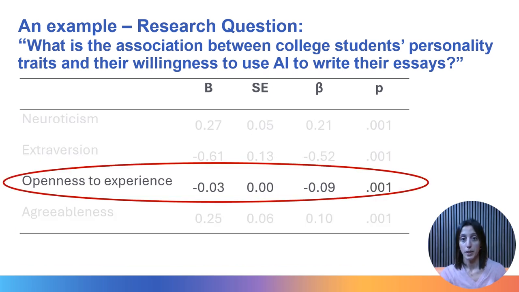Let's consider openness to experience. For every one unit increase in the openness to experience score, the score on the willingness to use AI scale decreases by 0.03 points. The SE, standard error of the B coefficient, describes the spread of the points from the regression line, similarly to the standard deviation from the mean. In this case, it is zero, meaning that there is virtually no spread of the points from the regression line. The standardized beta ranges from minus 1 to 1, and it is useful to compare all the variables as they are now on the same scale. The p-value is the frequency probability of the observed data assuming the null hypothesis, and since it is less than 0.05, the association we see for openness to experience is statistically significant.